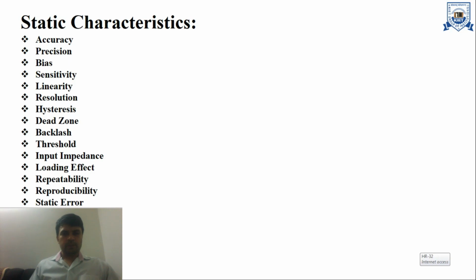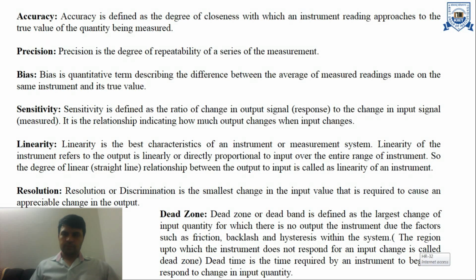So here are the terms included under static characteristics. First, accuracy, precision, bias, sensitivity, linearity, resolution, hysteresis, dead zone, backlash, threshold, input impedance, loading effect, repeatability, reproducibility, and static error. Here are the definitions.